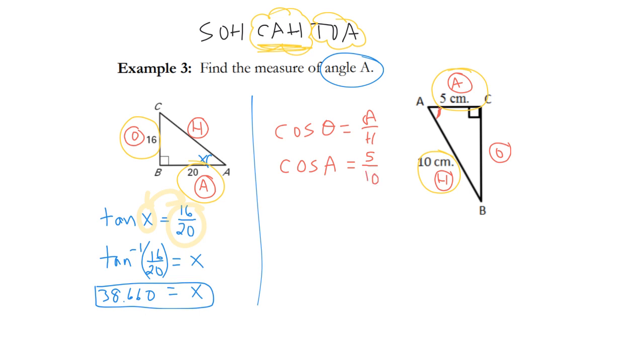Since I know I can't find the cosine on my calculator of a variable, I know to use inverse cosine. So cosine inverse, I'm going to switch these around and compute that with my calculator. Inverse cosine, parentheses 5 divided by 10, close parentheses. You could have also put in 0.5, and the cosine inverse of 0.5 is 60. So we get 60 equals the measure of angle A.